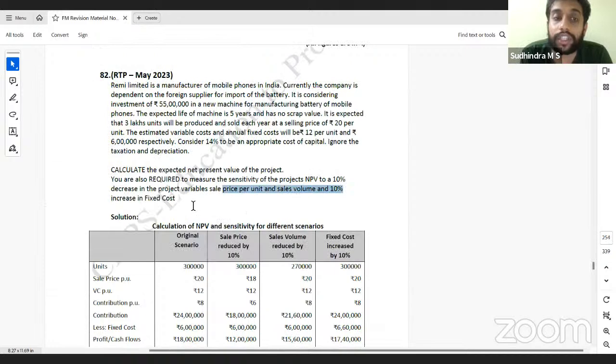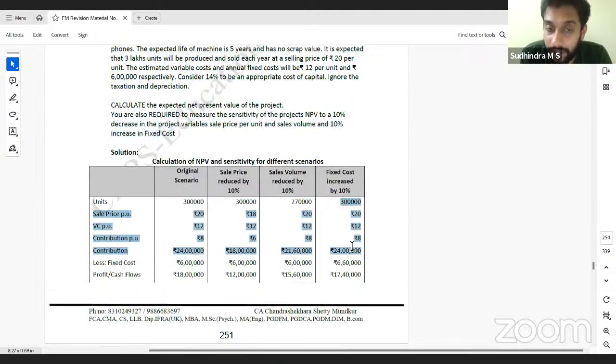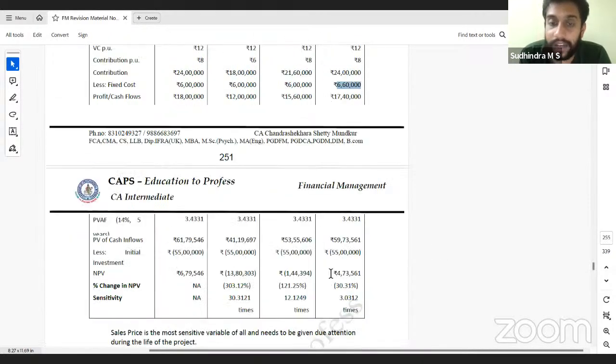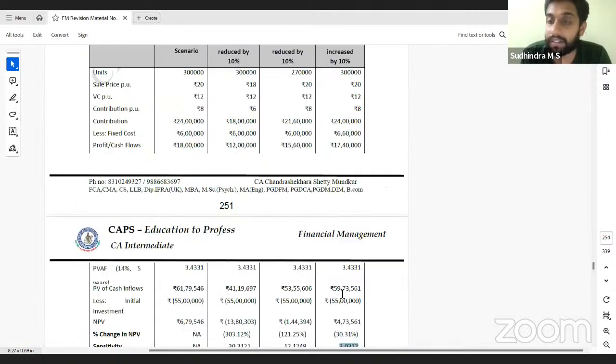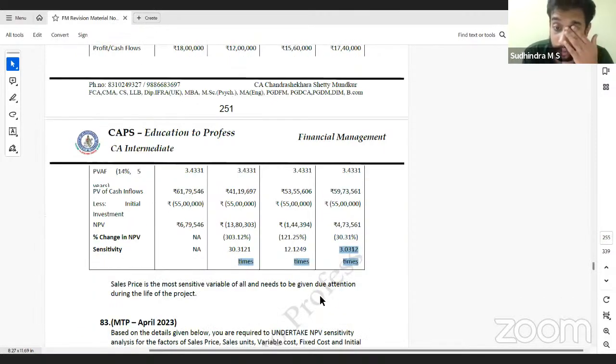Same way, fixed cost increased by 10%. All these remain the same. Instead of 6 lakh, 6,60,000 fixed cost, an increase of 10%. Then 4,73,000. So the decrease from 659 to 473 is a 30% decrease, or 3 times sensitivity analysis. 3 times the NPV reduced.